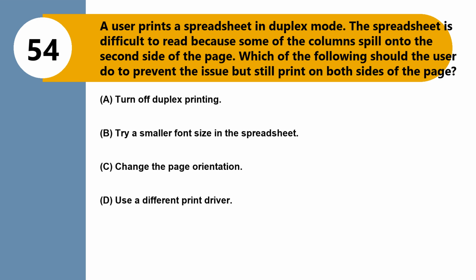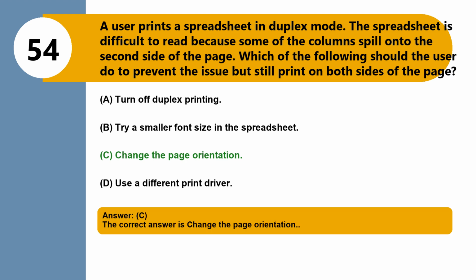Question 54. A user prints a spreadsheet in duplex mode. The spreadsheet is difficult to read because some of the columns spill onto the second side of the page. Which of the following should the user do to prevent the issue but still print on both sides of the page? Option A, turn off duplex printing. Option B, try a smaller font size in the spreadsheet. Option C, change the page orientation. Option D, use a different print driver. The correct answer is option C, change the page orientation.